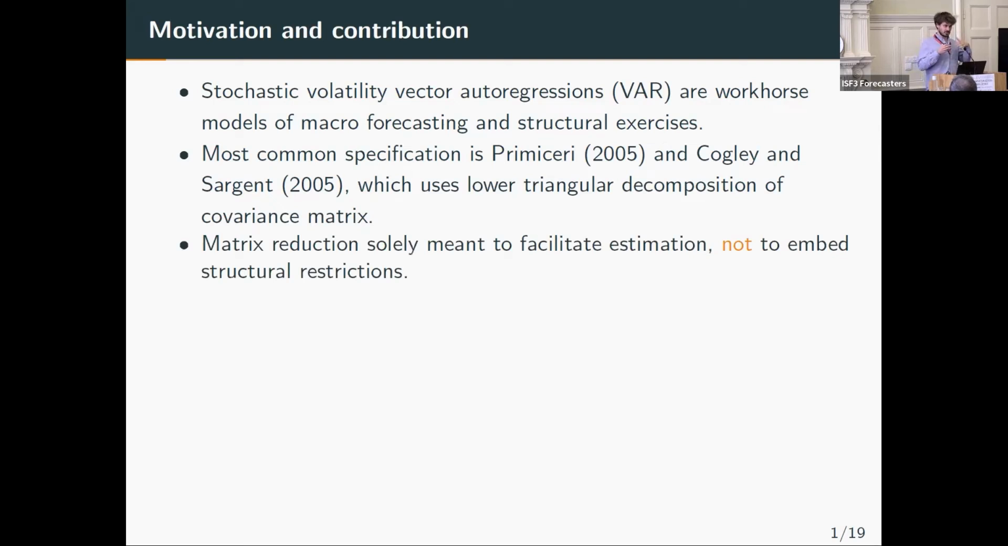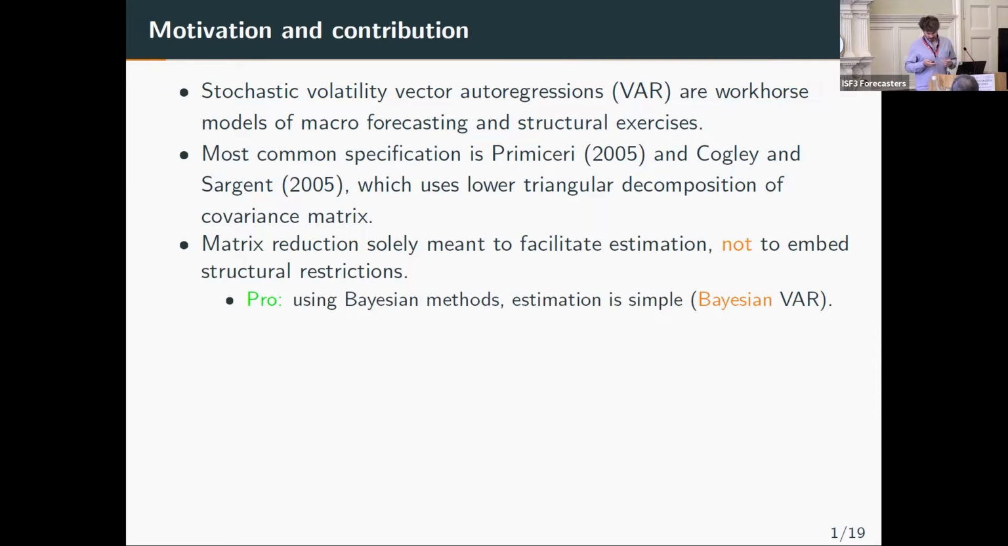Now, importantly, this lower triangular decomposition is only meant to facilitate estimation of this model and is not supposed to embed any structural restrictions or assumptions in itself. That has the advantage that it makes it really easy to compute, both in terms of the coding you need to do, as well as in terms of estimation times. You can, in the end, use a simulation smoother because you can cast it in a linear form.